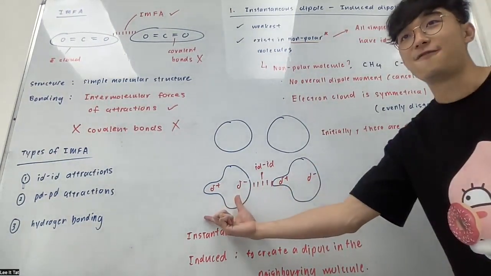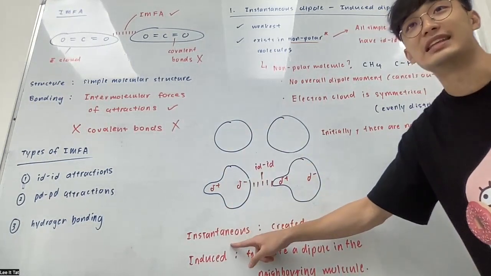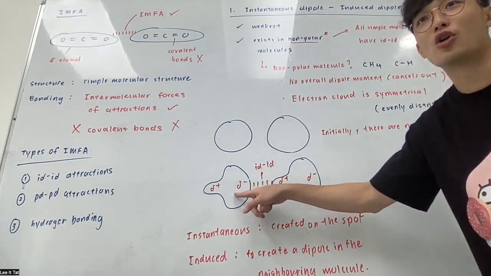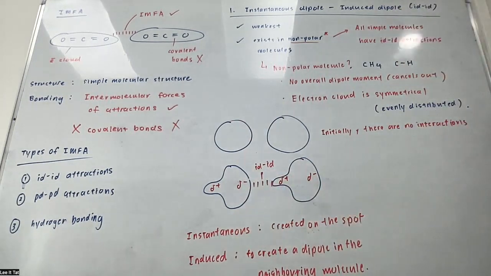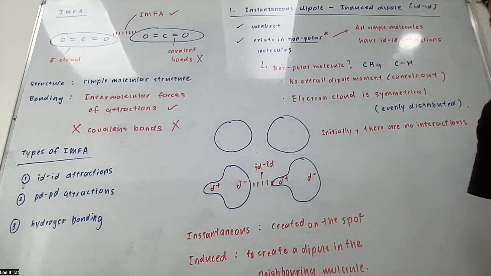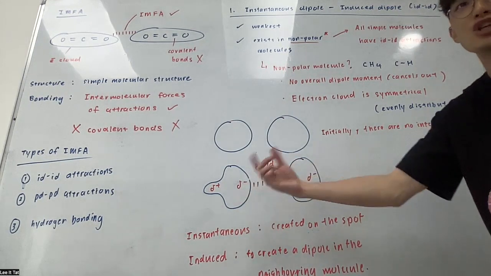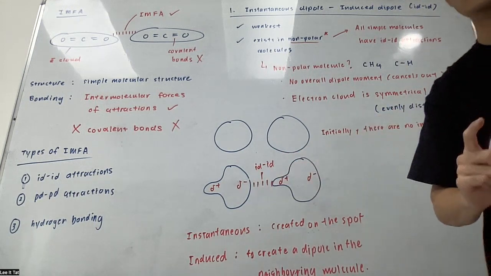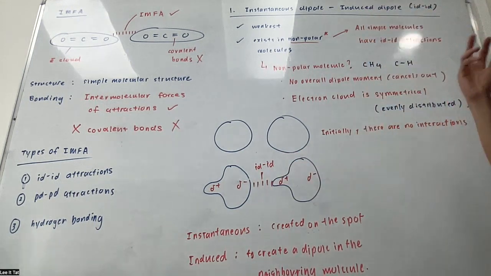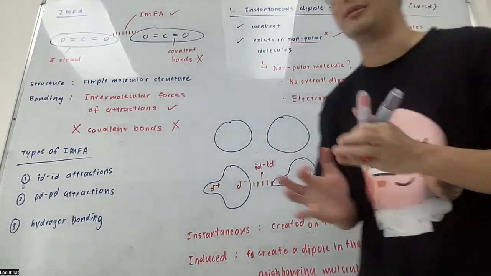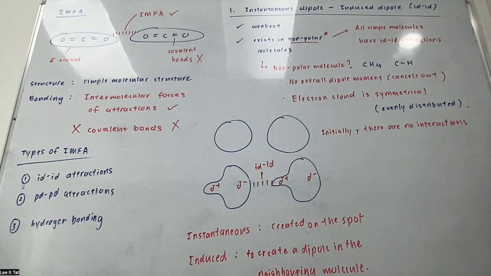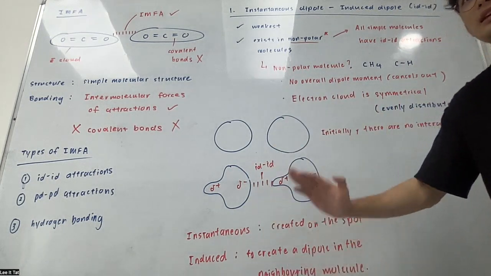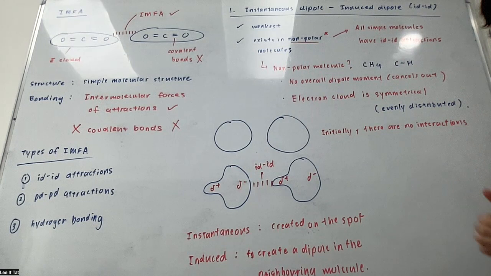So the first guy formed a dipole on the spot, instantaneous. And this will cause the rest of the people to create a dipole in themselves. One guy changed, everyone changed. Does that make sense? One guy started it all, started a chain reaction. Now every single one of them has ID interactions. Try to visualize the mental picture in your head. How did all this happen? Anyone still not sure about the meanings yet? Instantaneous and induced.